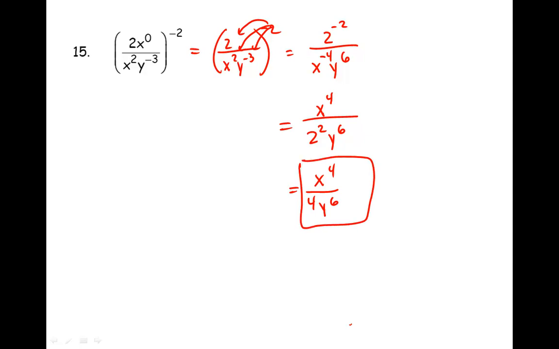So we use our power to a power rule and our negative exponent rule, and we should get x to the 4th over 4y to the 6th.